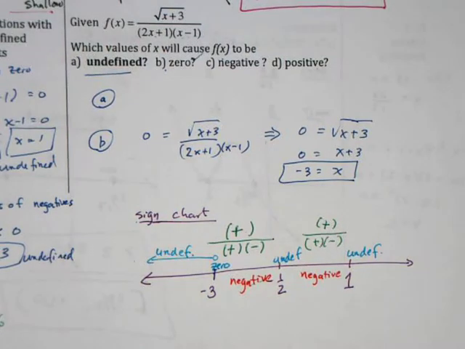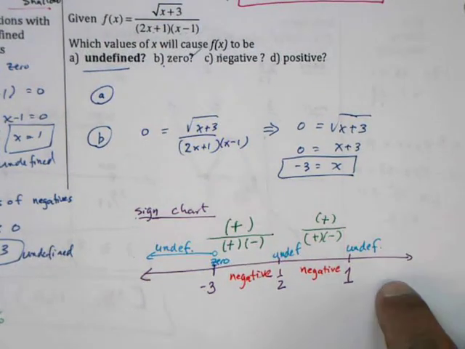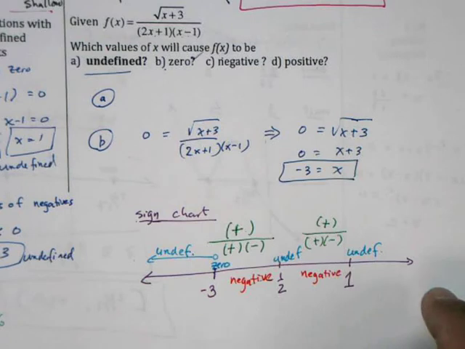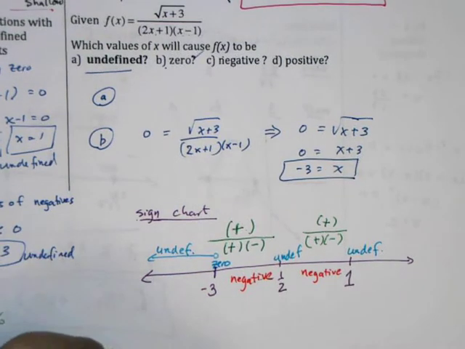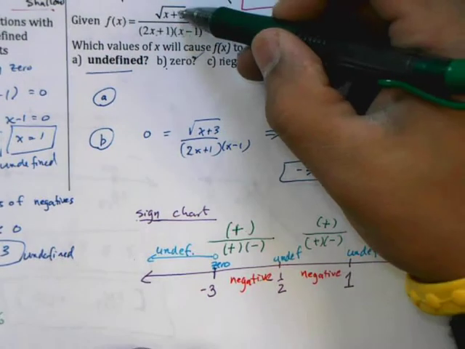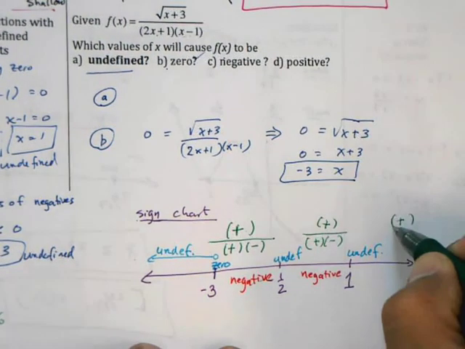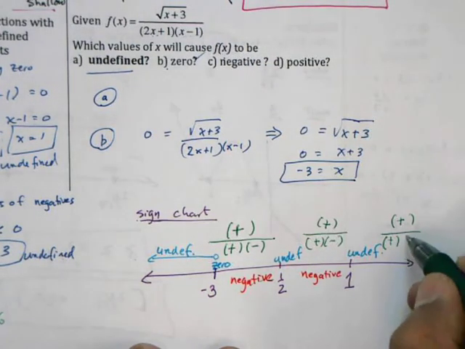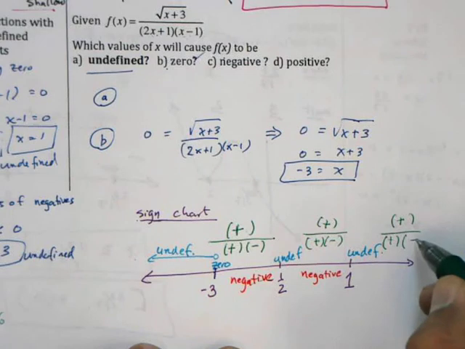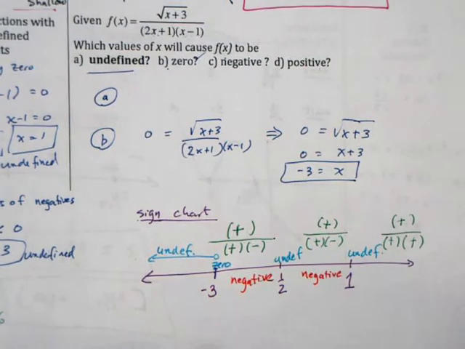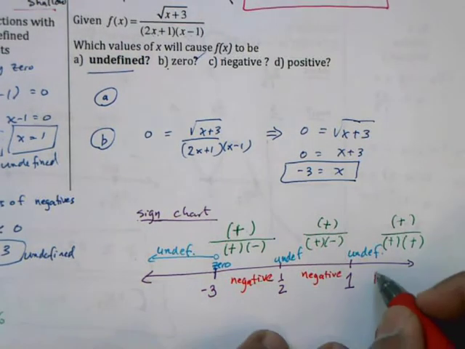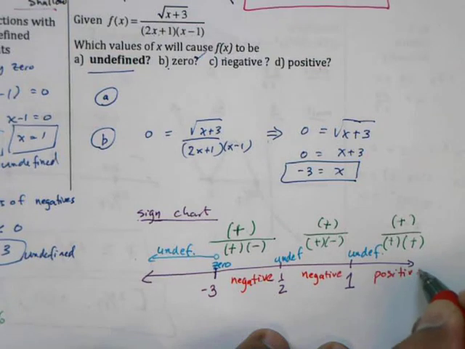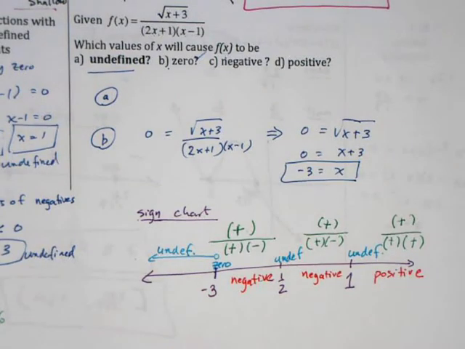And then finally, what if I put in a number bigger than 1? Try 2. For 2, you get the square root of 5, a positive on the top. The next factor is positive, and 2 minus 1 this time is a positive number. So you have three positives, and this is going to be positive. Okay, so we answered A.